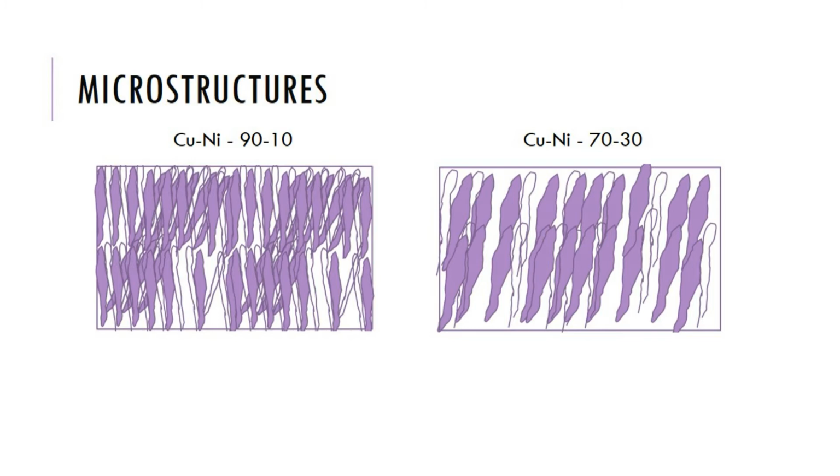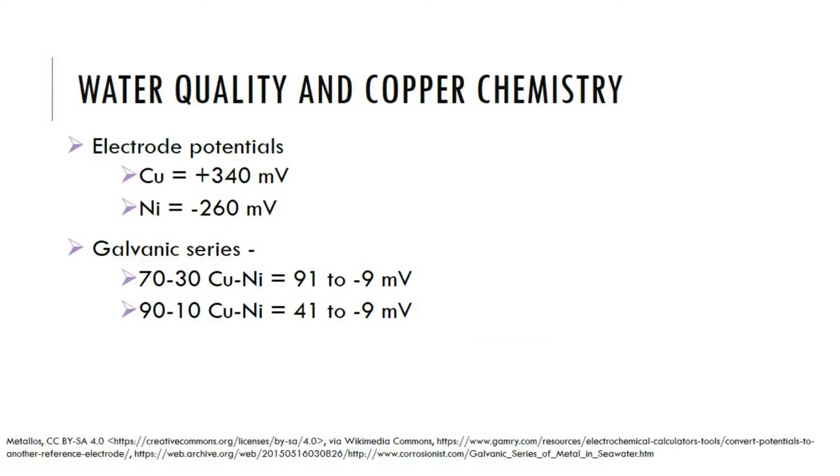When we look at this microstructure from an electrochemical point of view, it is really important to go to the very basics as well as to the specified material. This is a marine heat exchanger. Hence, it is necessary to look at it from the point of view of galvanic series as well. If we look at just the electrode potentials, which is the ability of those particular elements to exchange electrons, copper has a potential of plus 340 millivolts, while nickel has minus 260 millivolts.